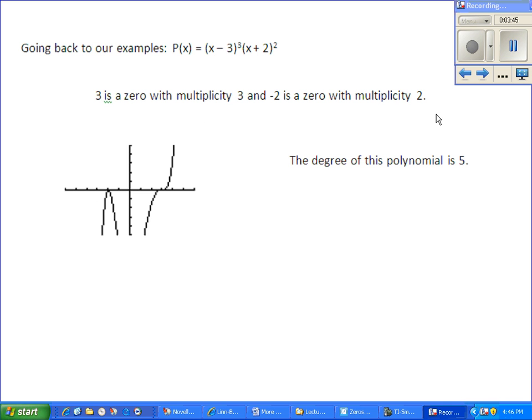And the total degree of this polynomial is going to be 5. If we were to multiply it all out, we'd have x to the 5th power. And the quick way to get that is by adding up the exponents.